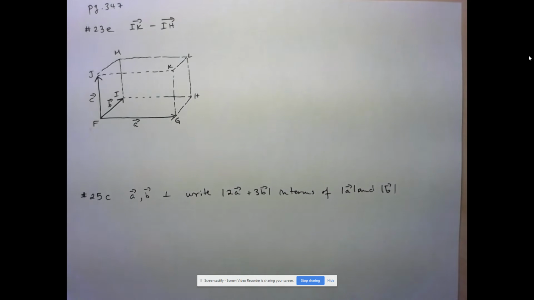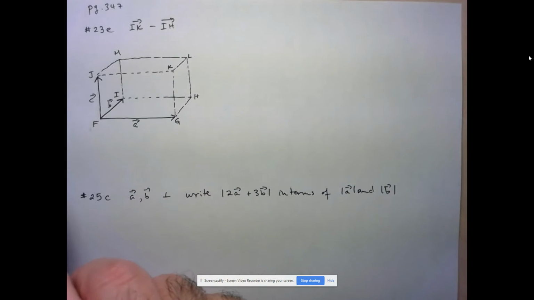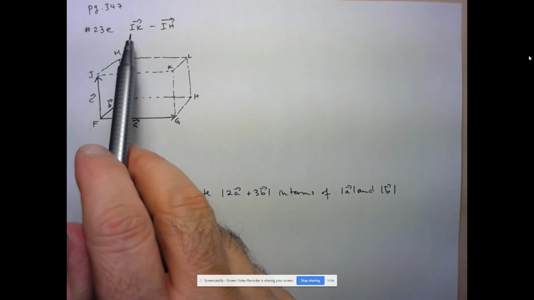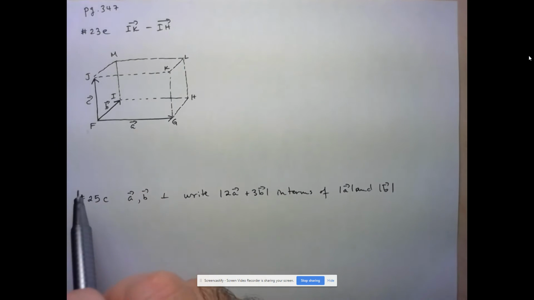Hi folks, we're going to take a look at page 347, numbers 23E and 25C. In 23E they give us this rectangular prism, and we've got three vectors indicated here, and they want us to find the vector IK minus IH in terms of a, b, and c.